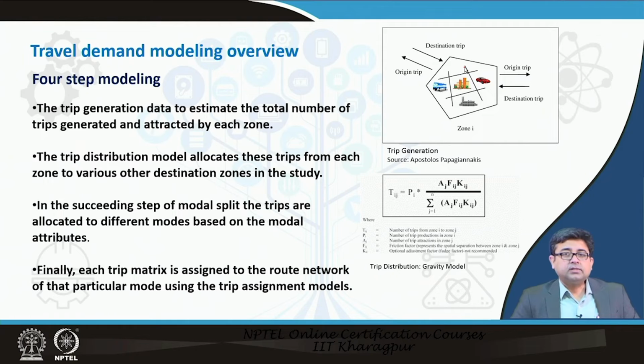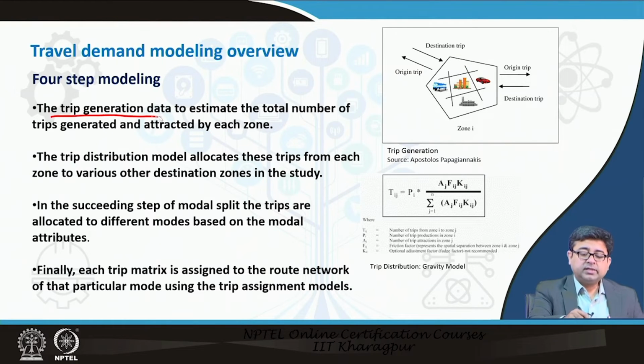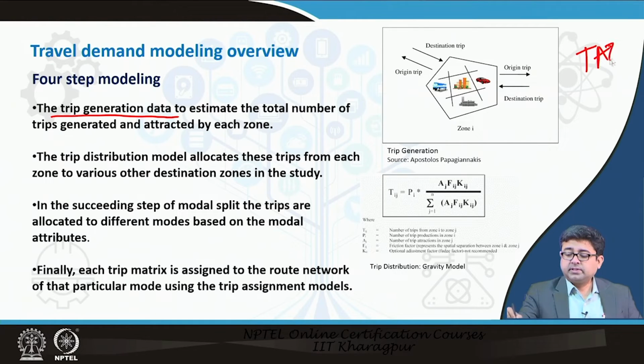Now what the 4-step model does in the first step is that it estimates how many trips are being generated from each of those TAZs, right. So this is zone i, meaning one of the traffic analysis zones. What it essentially does is just count the number of trips that are coming in and the number of trips that are going out. In other words, you can say that these are production trips that are going out and these are attraction trips that are coming in.